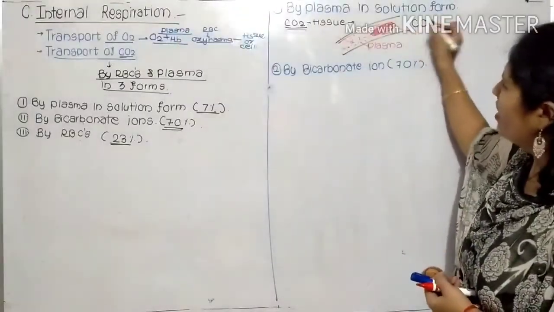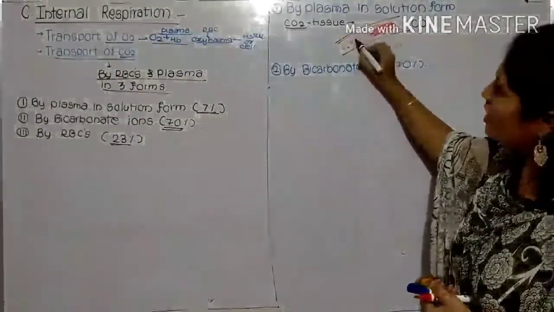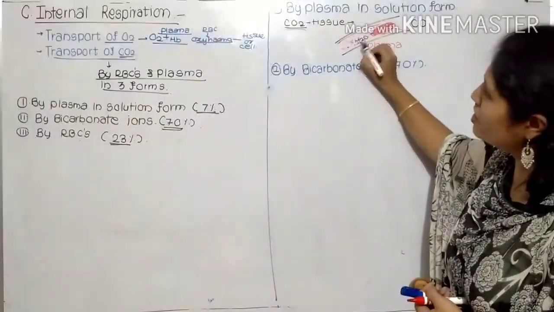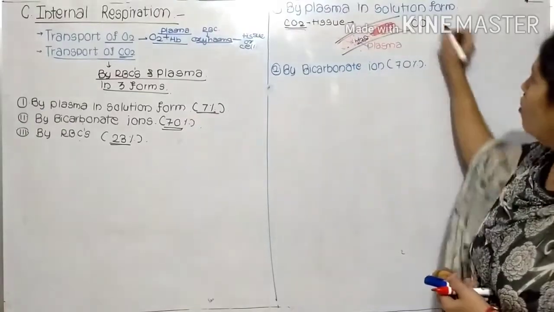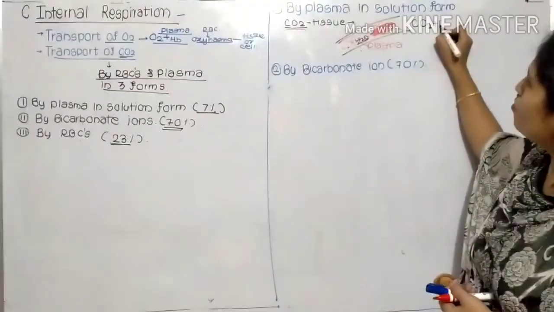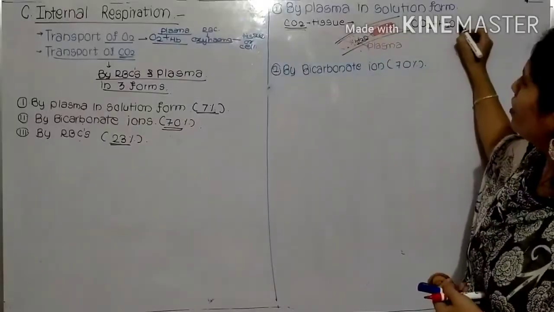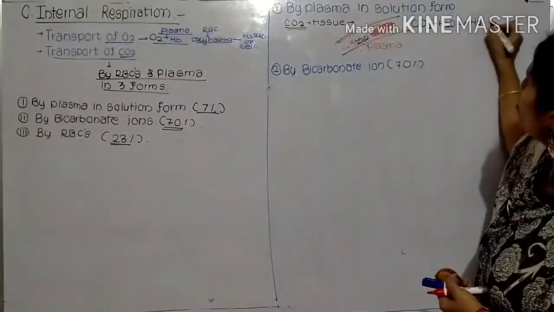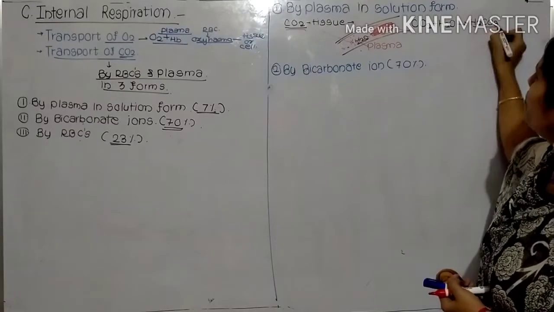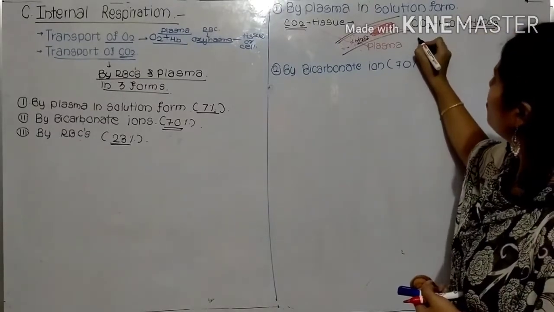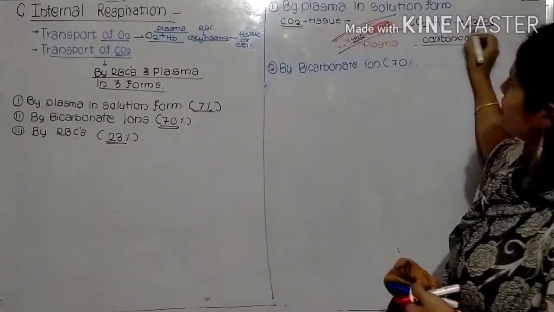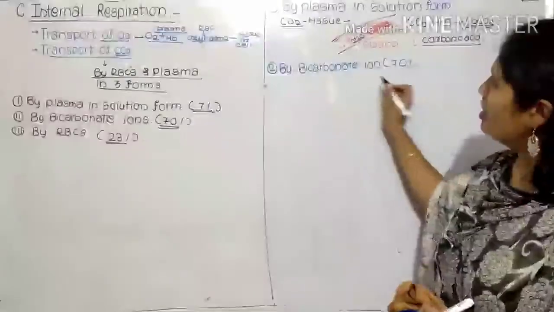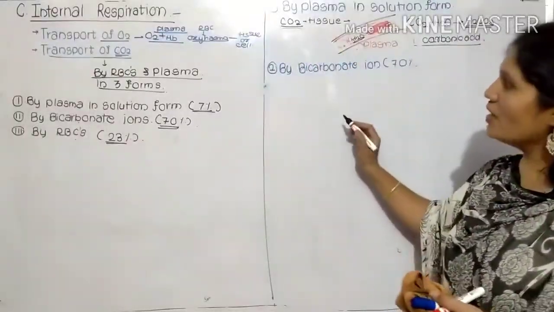Carbon dioxide enters into the plasma. In the plasma there is a water molecule. This carbon dioxide combines with the water molecule. Now what does it form? It forms H2CO3, which is known as carbonic acid. Now here, the same thing happened.